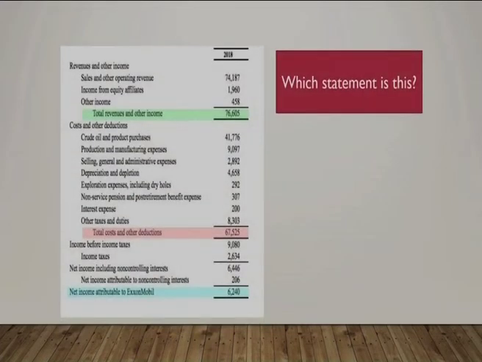Which statement is this? Revenue and other incomes are given, all the costs and expenses are deducted, and you arrive at net income after deducting all the expenses and losses. So your answer is net income here. So which statement is this? This is the statement of income. Correct.